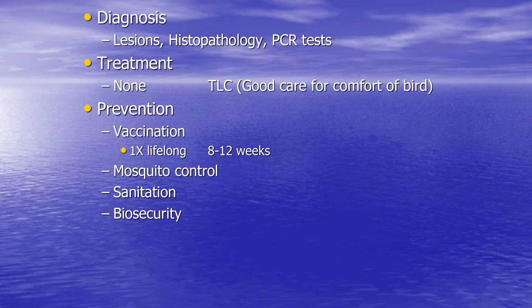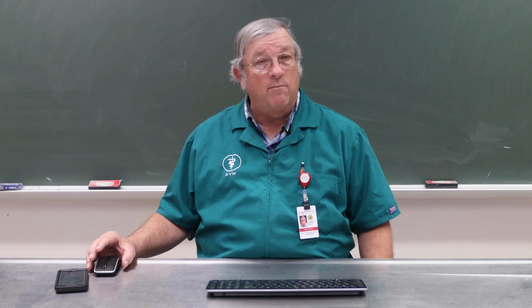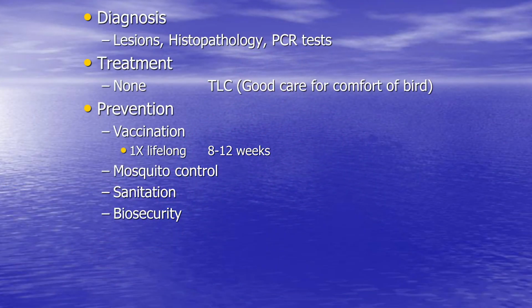Prevention: vaccination works wonders with this one to help prevent it. It's typically a lifelong immunity from one vaccination. Now, the vaccination period, most commonly it's somewhere around 8 to 12 weeks of age. The vaccine is given by the wing web method. On some birds it may be given in what's called a thigh stick, but there are a couple of 2 or 3 vaccines out there that can be used, and they all do a very good job.